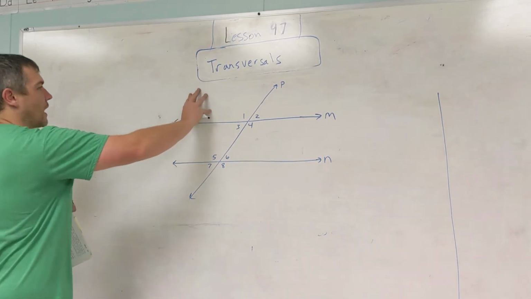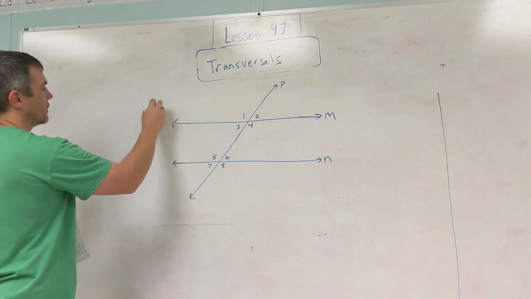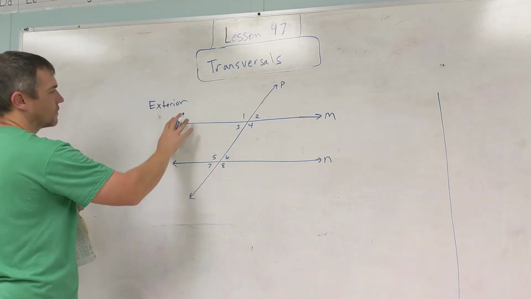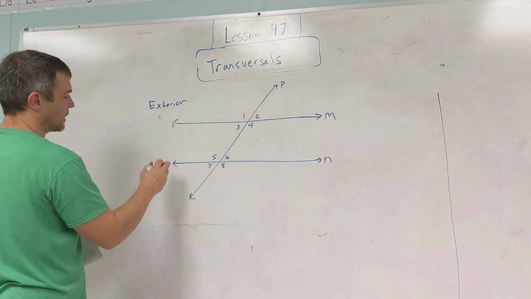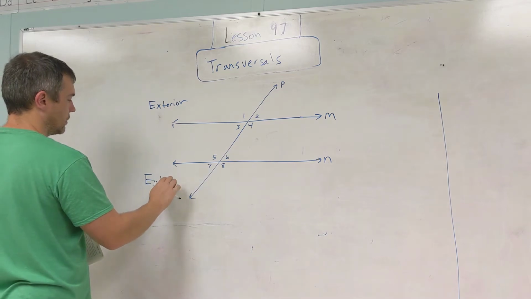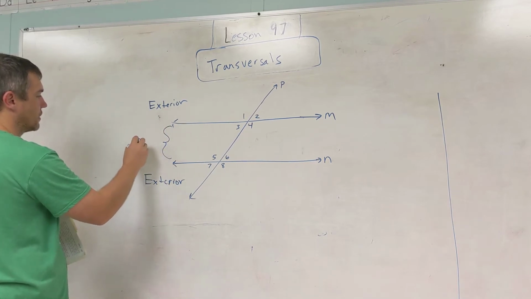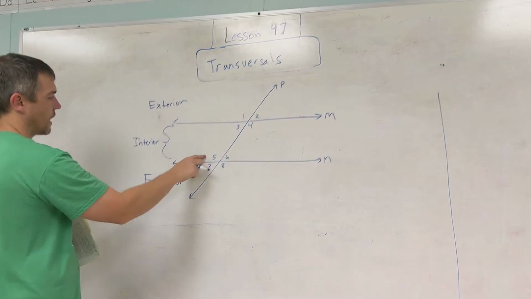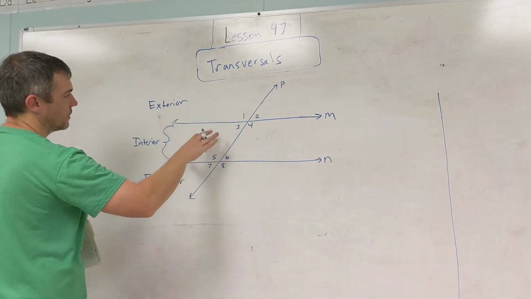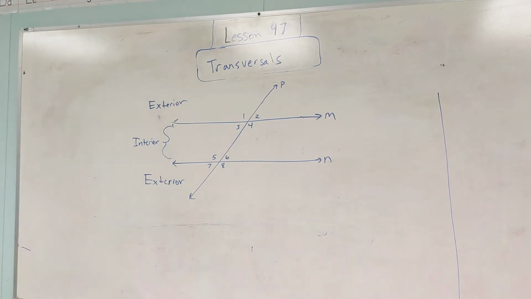The ones outside of the parallel lines are called exterior. So any angles outside of here are going to be exterior. Same thing down here, exterior. And then here we have our interior. Those are the angles that are going to be inside the parallel lines, and we have the angles that go on the outside. Okay?